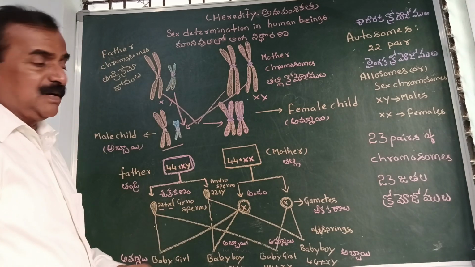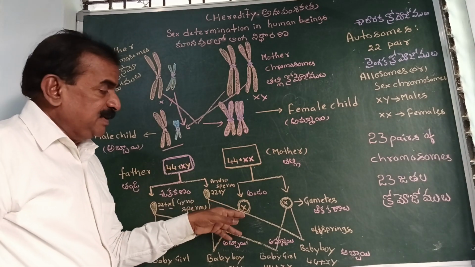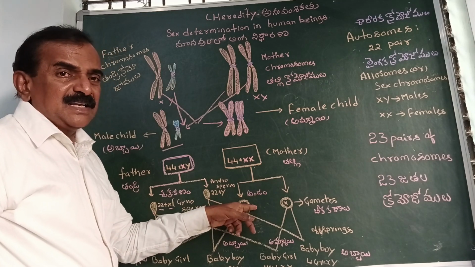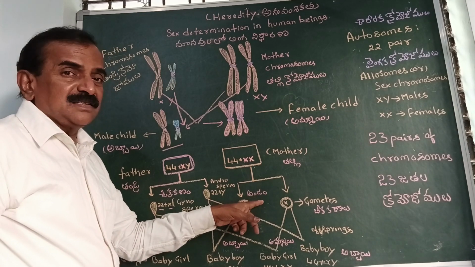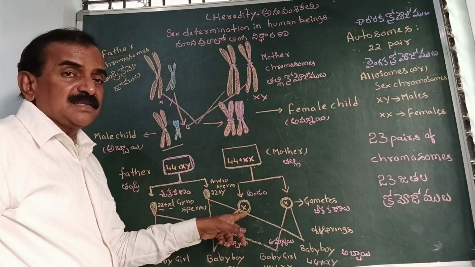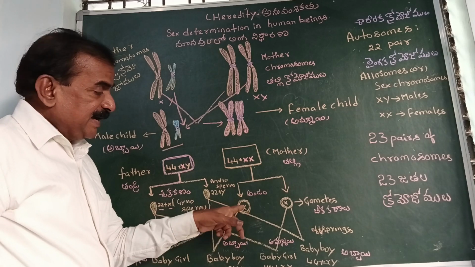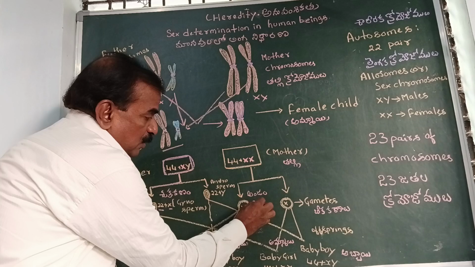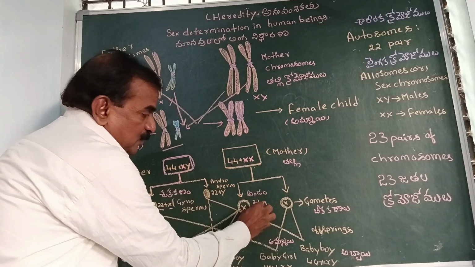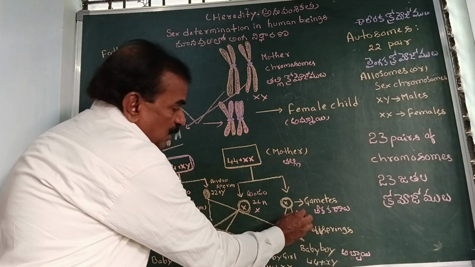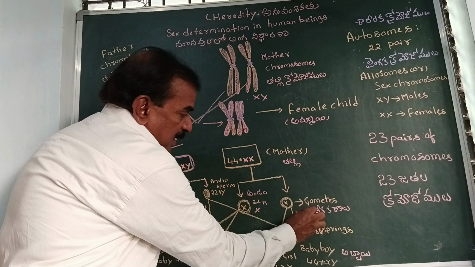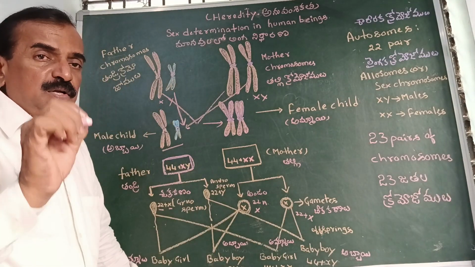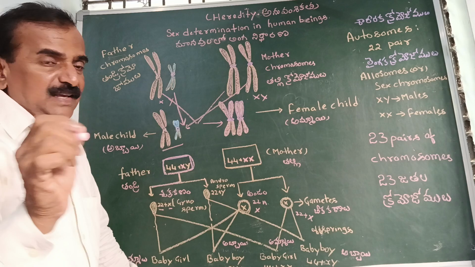And the female, the mother, always releases an ovum. This ovum consists of only an X chromosome. In the reproductive organ, the ovary, meiosis takes place and finally the female releases an ovum, and that ovum is haploid. It consists of 22 autosomes and an X chromosome. So the ovum always consists of 22 autosomes and also an X chromosome.